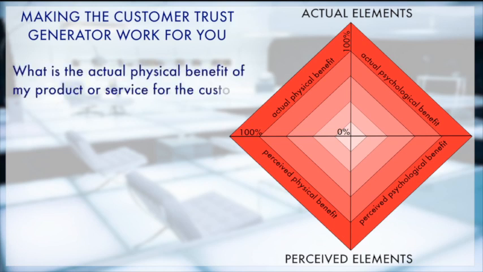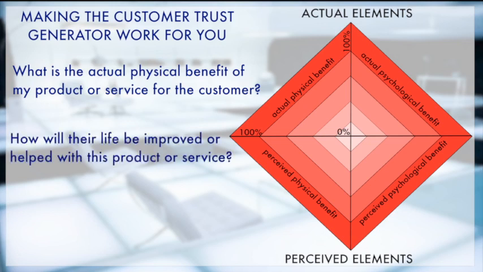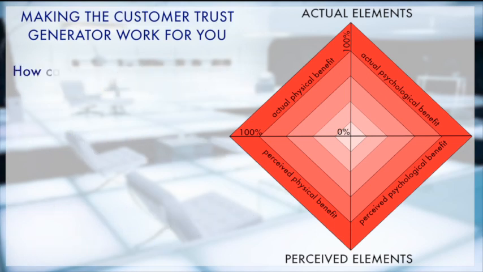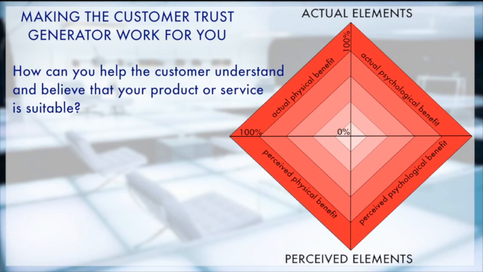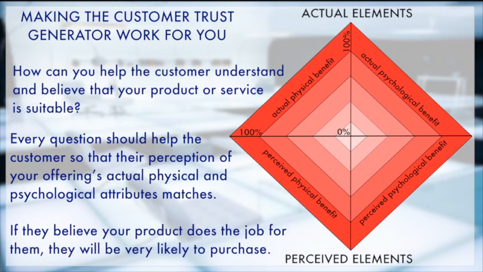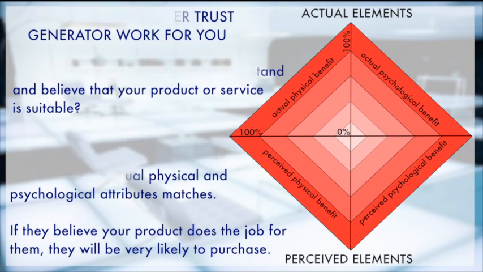What is the actual physical benefit of my product or service for the customer? How will their life be improved or helped with this product or service? What does the customer currently think about my product or service and its suitability for their needs? How can you help the customer understand and believe that your product or service is suitable? Every question should help the customer so that their perception of your offering's actual physical and psychological attributes matches their requirements. Because if they believe your product does the job for them, they will be very likely to purchase.